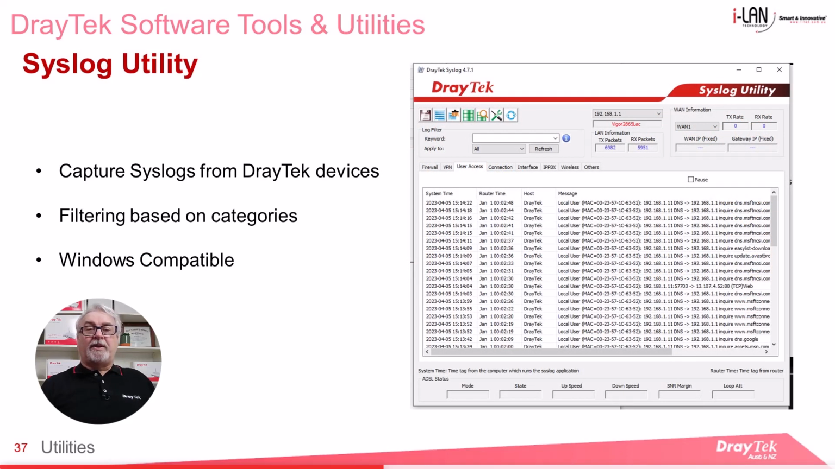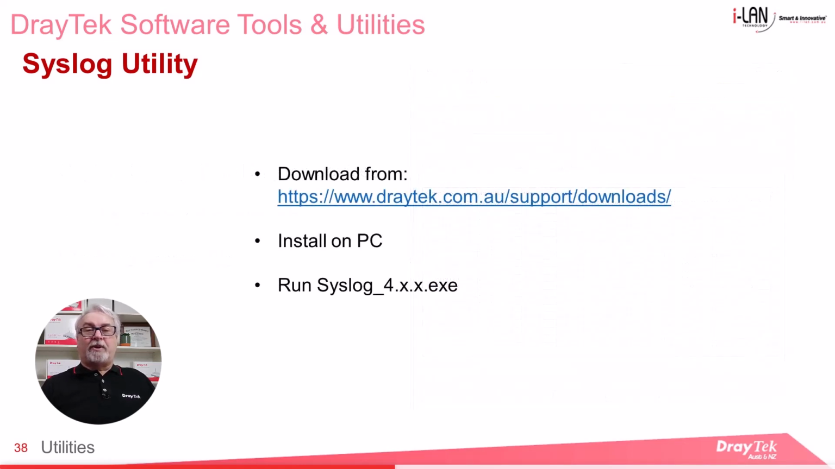The next one we'll look at is the Syslog Utility. This one's also for Windows devices and allows capturing syslogs from DrayTek devices for diagnostic purposes. Once the syslogs are captured, you can view the results for different categories by clicking on the required tab in the menu. You'll find it on the downloads page on our website shown here. You just need to unzip it and it's ready to run by clicking on the syslog.exe file.